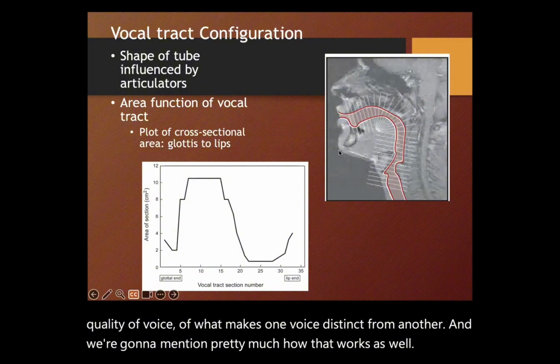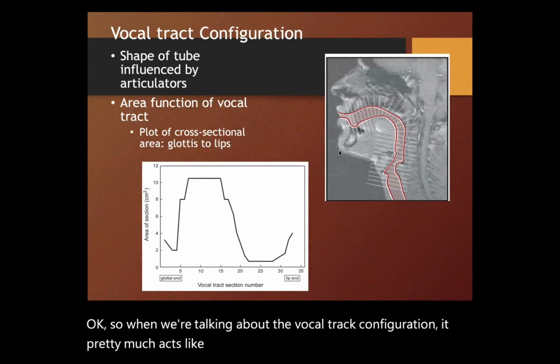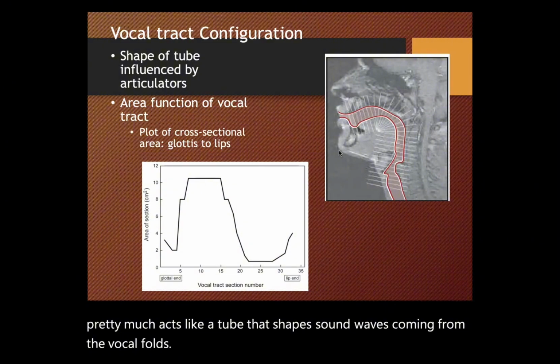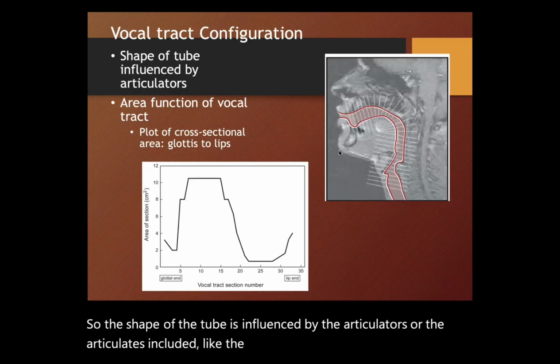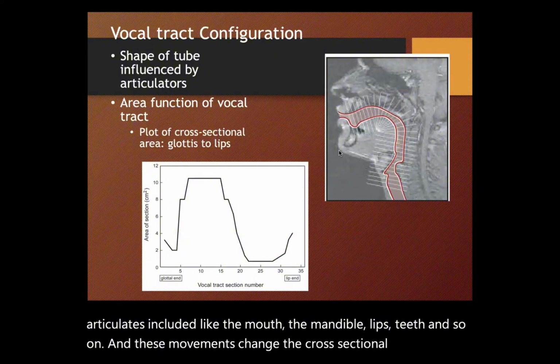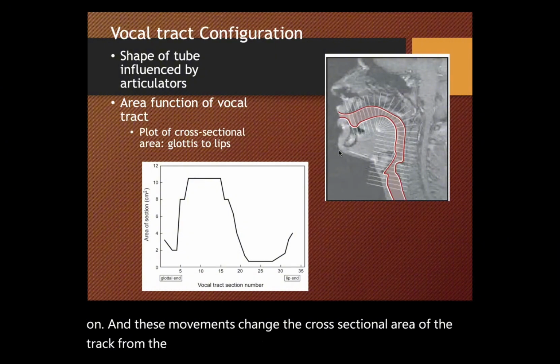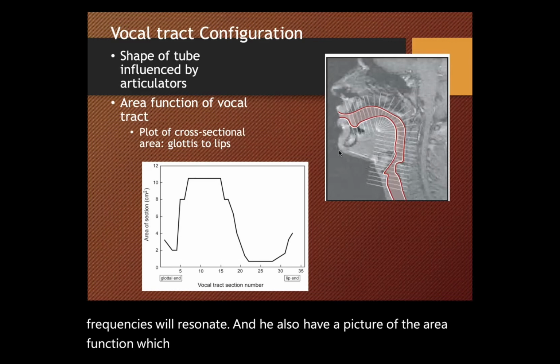Okay, so when we're talking about the vocal tract configuration, it pretty much acts like a tube that shapes sound waves coming from the vocal folds. The shape of the tube is influenced by the articulators. The articulators include the mouth, the mandible, lips, teeth, and so on. And these movements change the cross-sectional area of the tract from the glottis all the way to the lips, influencing how frequencies will resonate. And here we also have a picture of the area function, which is a graph that shows the diameter or area of the vocal tract.